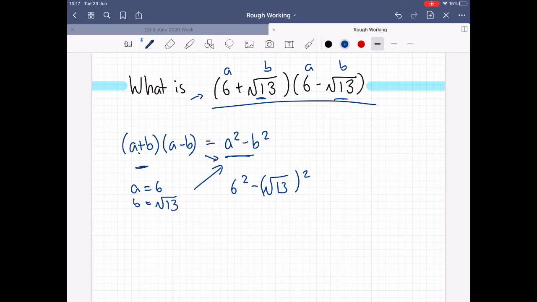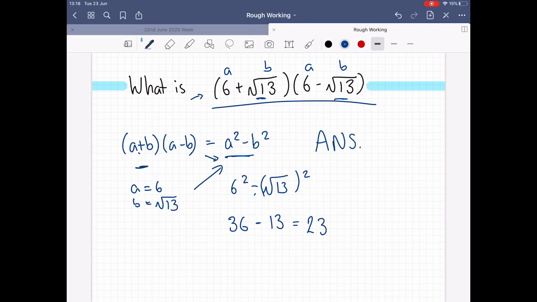So 6 squared is 6 times 6, which is 36, and as I've said before, the square root of a times the square root of a is the square root of a squared, which is just a. So what's the square root of 13 squared? 13. And we have this minus in the middle. So now we're just left with 36 take away 13, which I'm sure you can figure out, is 23. So that would be our answer.